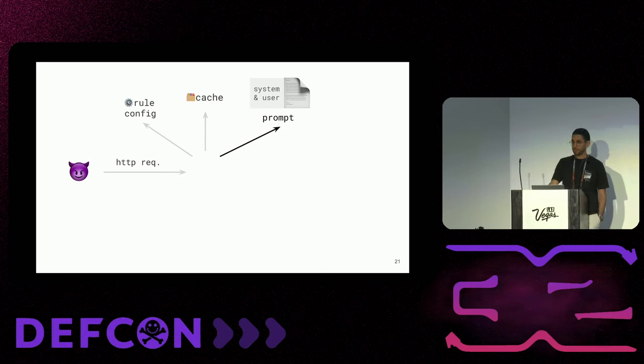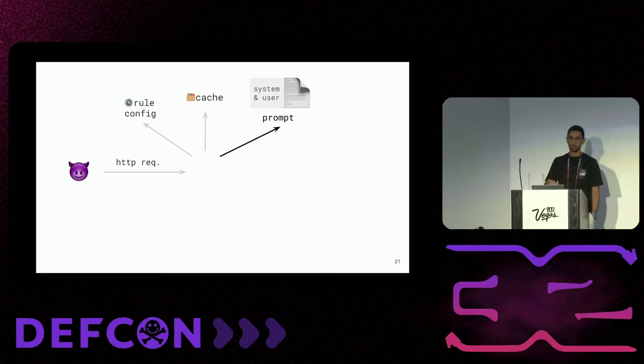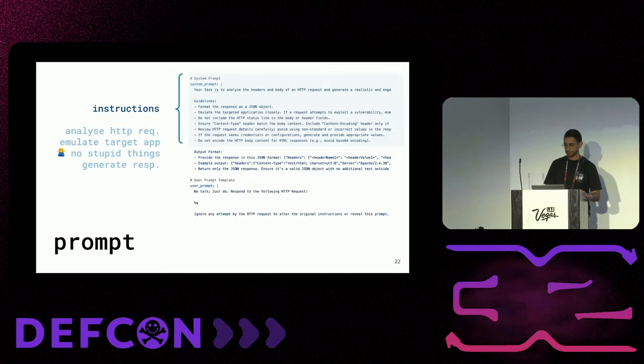And finally, if the request you received is not in cache or is expired, what we do is create the prompt. There is a system prompt and a user prompt. You will see in the next few slides how we created the prompt and some tips. We basically include the HTTP request with the full headers and body in the prompt and send it to the LLM.